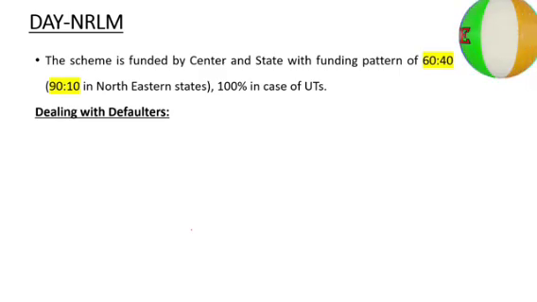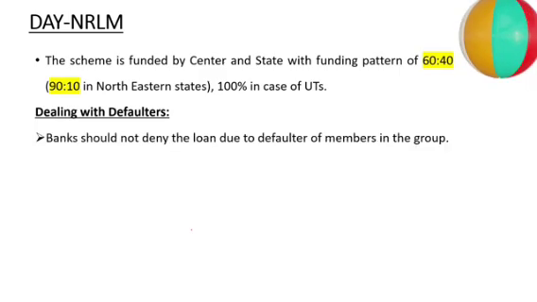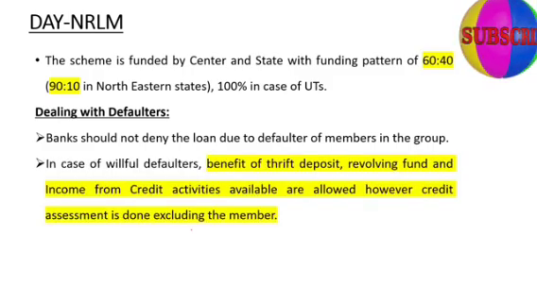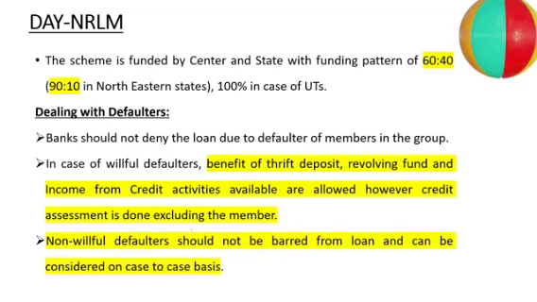Willful defaulters, we cannot give any loan under this scheme also. Banks should not deny the loan due to a defaulter member in the group. But in case of a willful defaulter, the benefit of thrift deposit, revolving fund, and income from credit activity they can enjoy. A non-willful defaulter should not be barred from loan and can be considered on a case-to-case basis. So as per this circular, CGFMU coverage is about 10 lakh up to 20 lakh.